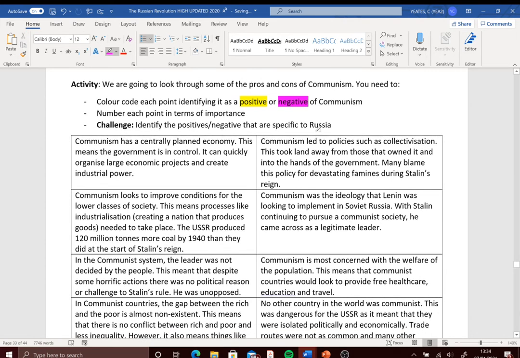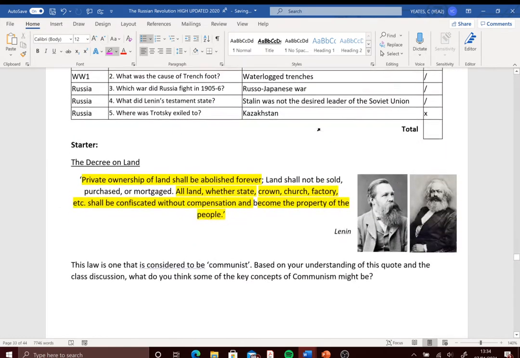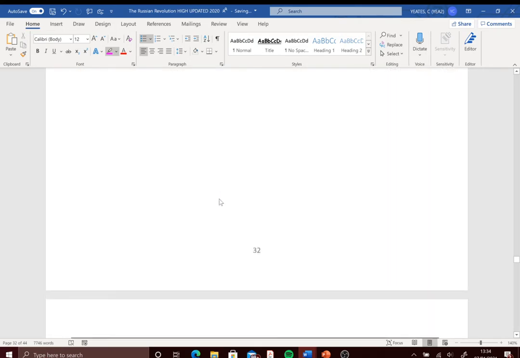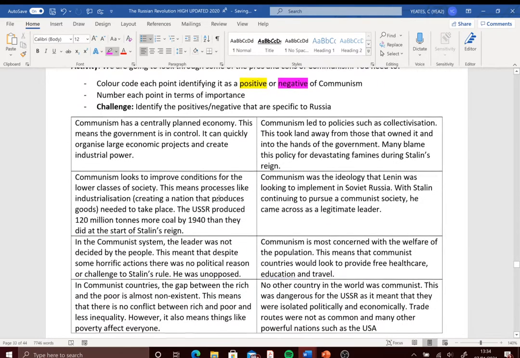Like I said, some of you will already think communism maybe is a fairer way to run a country. Some of you might be thinking, actually, I don't think it's fair on the people that have more money that it's taken away. Remember that quote at the beginning? All land should be confiscated without compensation. Is it fair that factory owners lose their land without having any compensation? Again, this is something that you can be debating. So let's have a look at what the evidence says.